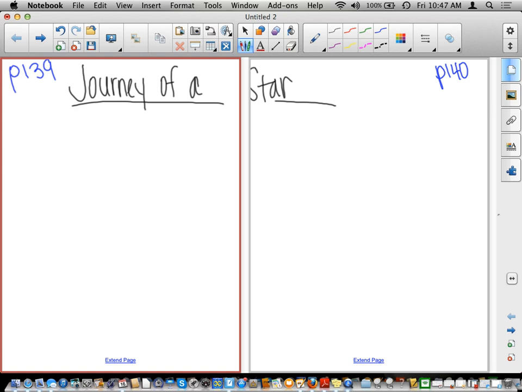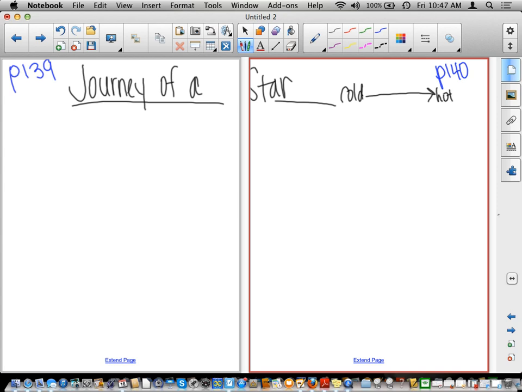Okay, so at the top for the title, Journey of a Star, off to the right-hand side of page 140, we're going to put a little diagram of the temperature difference between stars from cold to hot. What is the color of a cold star? Red. And what is the color of a hot star? Blue. So it actually goes across the color spectrum in order from red to blue.